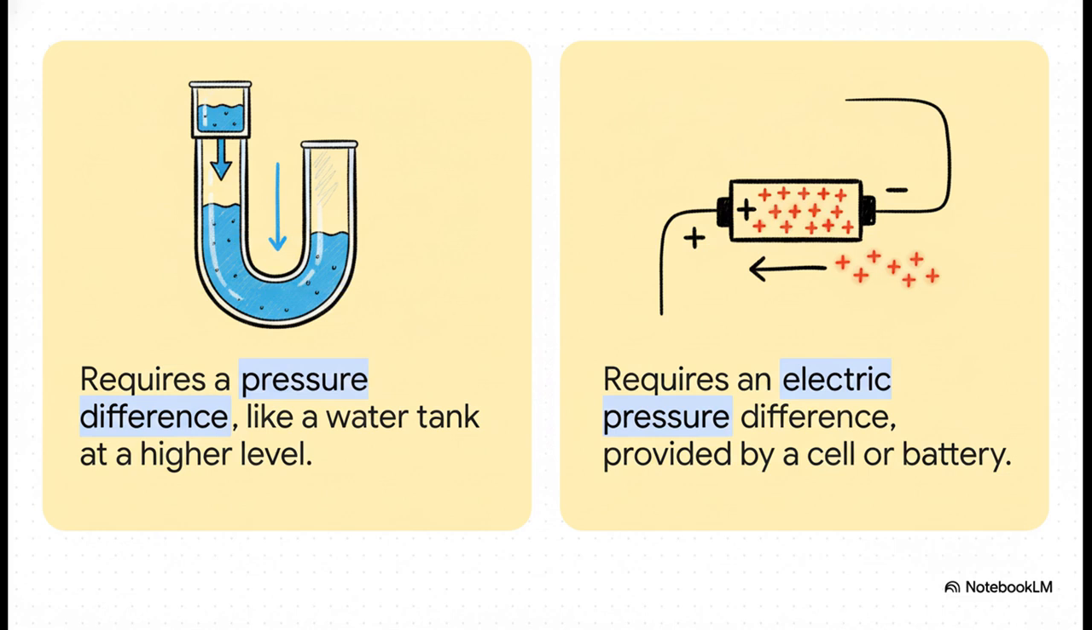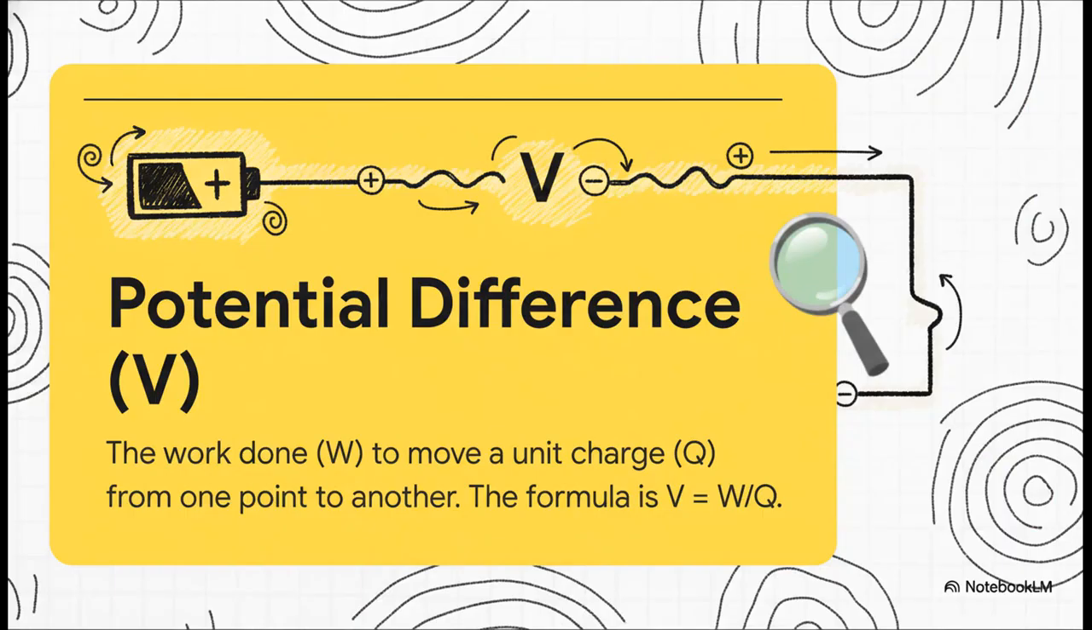This push or electric pressure difference is provided by a cell or a battery, and it has a proper name. We call it potential difference. So, we define potential difference, which we represent with the letter V, as the work done, W, to move a unit charge, Q, from one point to another in a circuit. And what does this work? The chemical energy stored inside a battery or a cell does the work of pushing the charges around.